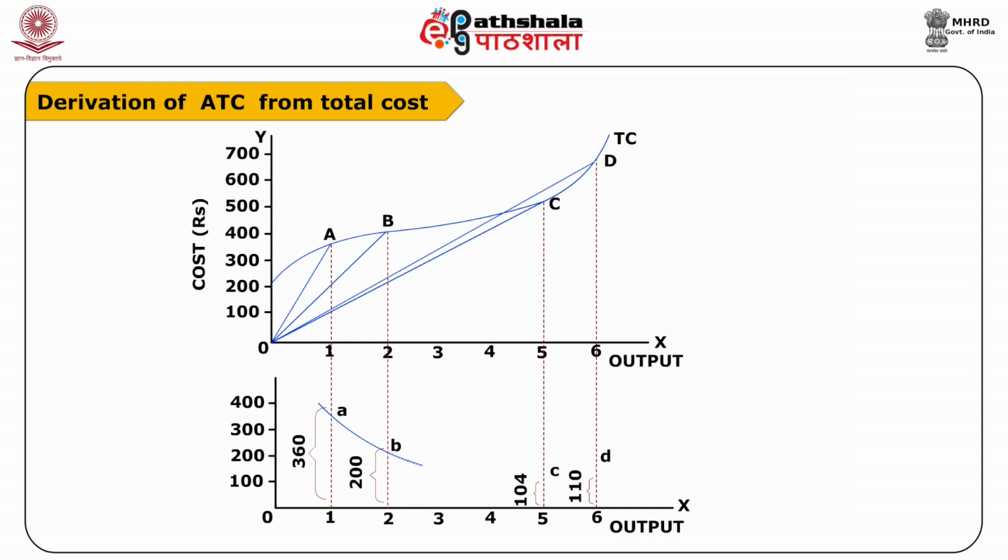Now join these points to get the ATC curve. The slope of a ray from the origin falls up to point C on TC curve and rises afterwards. The ray from the origin is tangent to the TC curve at point C. Thus, ATC curve falls up to point C and then rises, giving it a U shape.